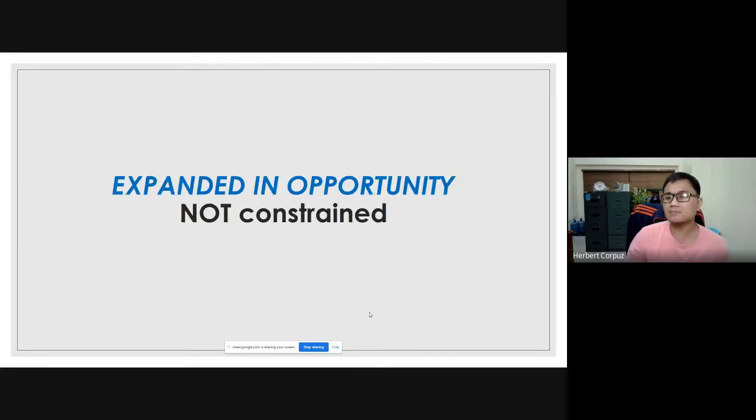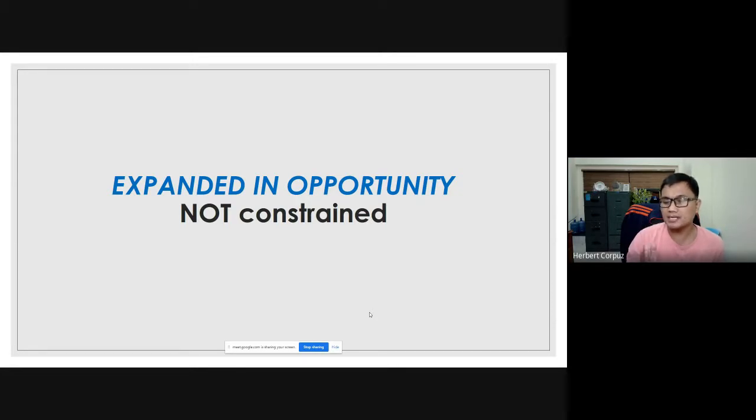Second, expanded in opportunity and not constrained. Yung sabihin mo, okay, hanggang ito lang yung kaya kong ipagawa sa mga estudyante ko. That's being constrained. Okay? Hanggang dito lang. Pag okay na, pag tapos na, tapos na. Pero paano yung mga slow learners? Kasi tandaan po natin na hindi pantay-pantay kagalingan ng ating mga mag-aaral.